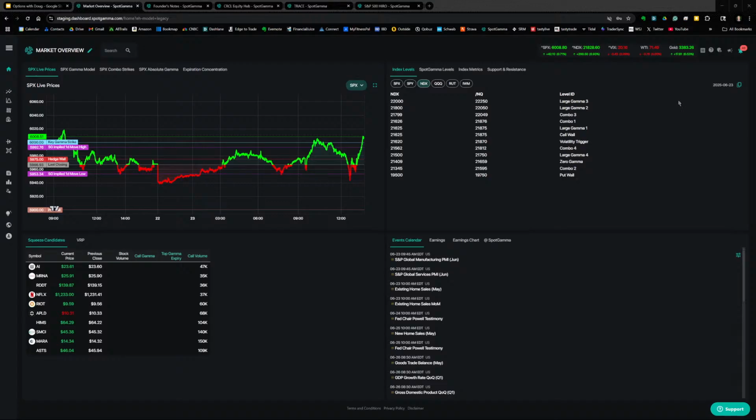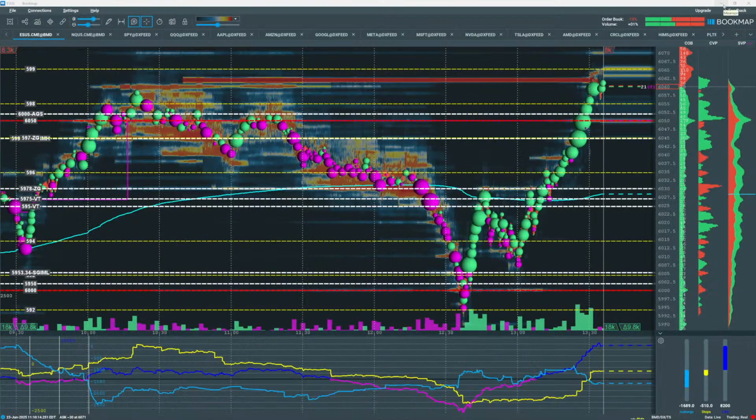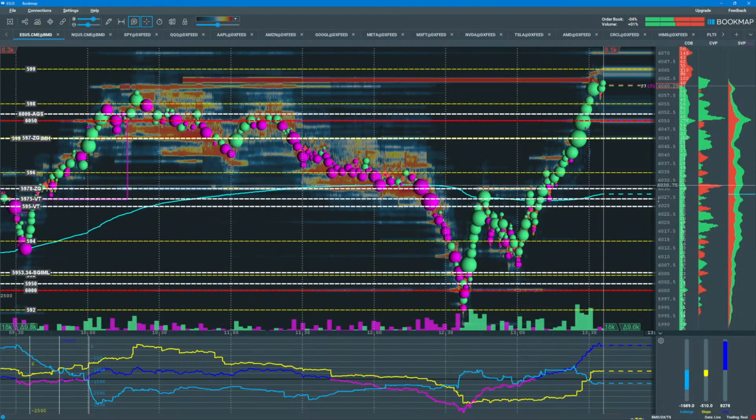All right, let's move on. Let's move on to positional analysis. I'm going to start with the S&P 500. This is the ES Futures and Bookmap.